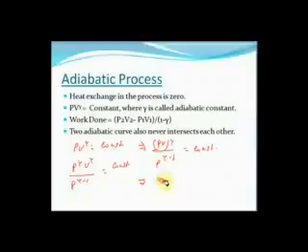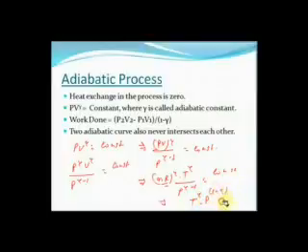Now PV is nothing but nRT, so we can write (nR)^gamma T^gamma by P^(gamma minus 1) is constant. Now (nR)^gamma will also be constant, so finally we can say that T^gamma P^(1 minus gamma) is constant. So this is how we can define the adiabatic process in terms of temperature and pressure.